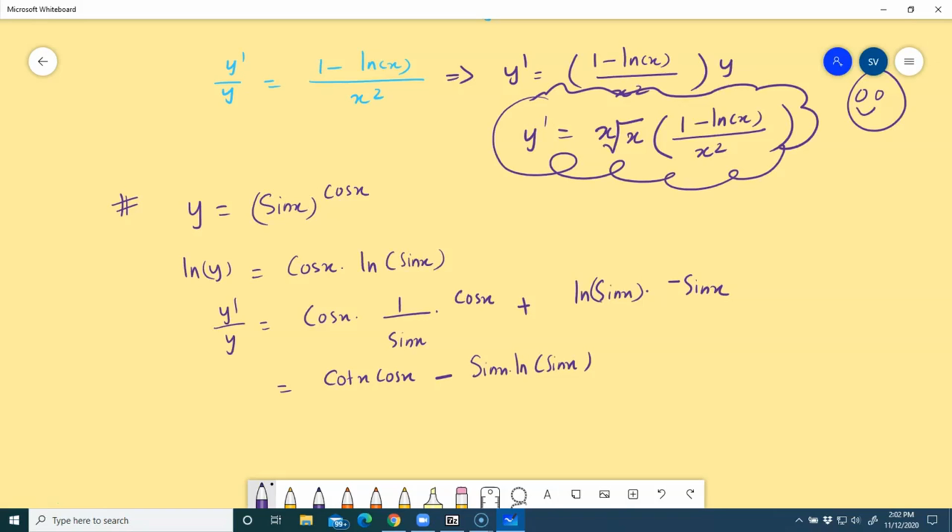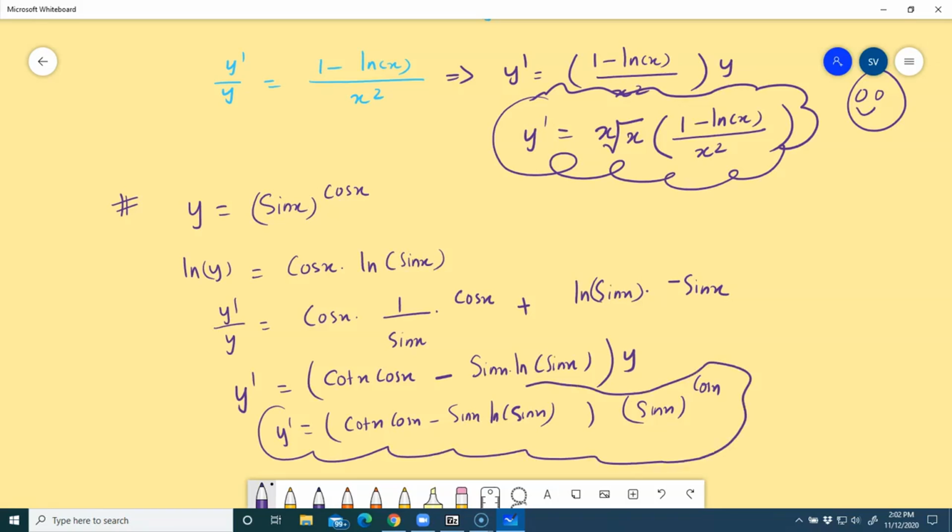That's a good answer, but not complete, because y dash means we need times y. We know that y is sine x to the power cos x. So your answer is cot x cos x minus sine x into ln of sine x, times sine x to the power cos x. This is the answer for the final question of the day.